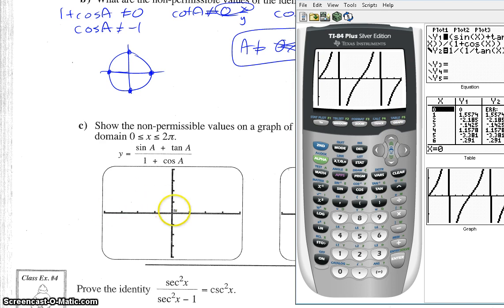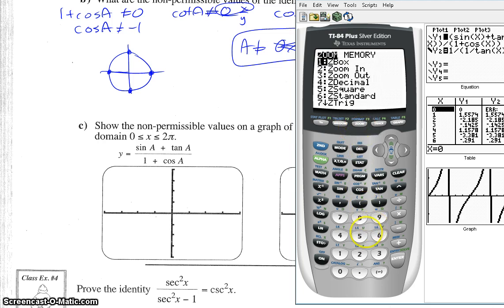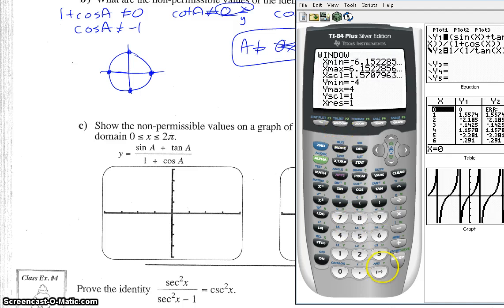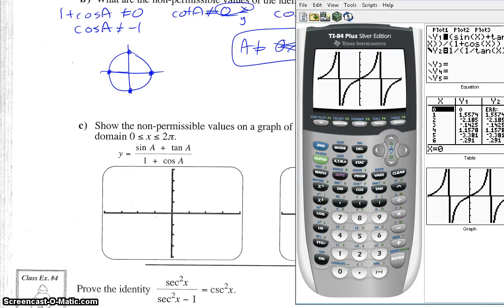Okay, so we need to sketch this. They gave us a graph for negative 2 pi to 2 pi. Oh well, just go zoom trig and then it will look more like theirs. Zoom trig. Okay, go back to window. Negative pi, let's say 2 pi. All right, there we go. That's better. Okay, so now we have the same kind of grid that they have.